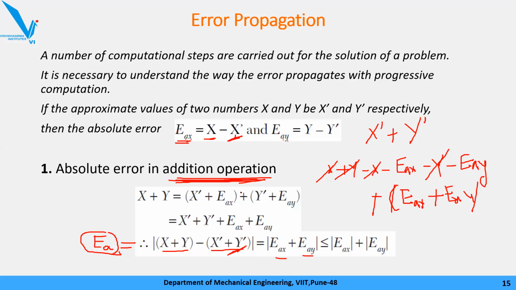Now you may say, sir, this looks the same. No, because sometimes one of the values EAX or EAY might be negative in sign. So the effect of that sign is here. Ultimately, after addition, the total absolute error cannot be greater than the sum of the absolute errors present in the data. Either they will be equal or it might be less, it cannot be more. So this is the absolute error in the addition operation.